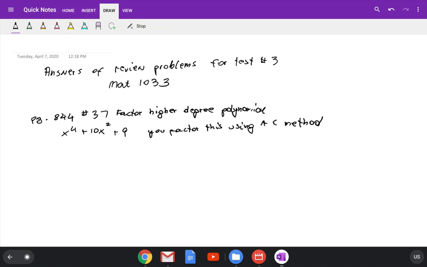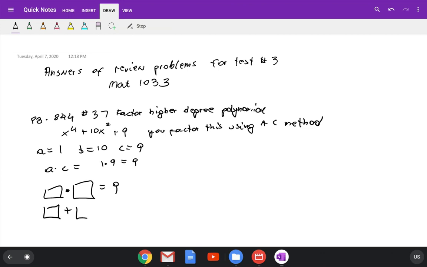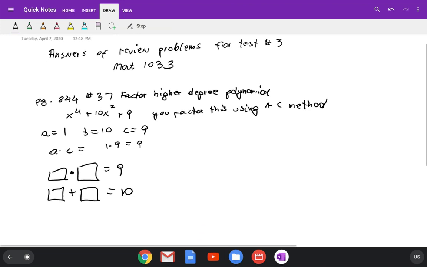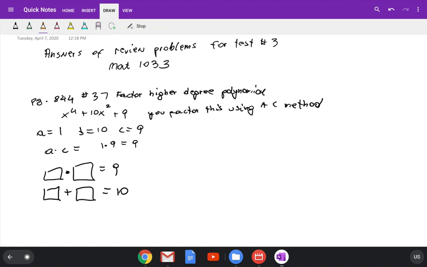Okay, so we're going to do the same thing. A is equal to 1, B is equal to the middle coefficient, which is 10, C is equal to 9. So step 1, you multiply A times C, 1 times 9, you get 9. Next, you find two integers which by multiplication give you 9, and the same two integers by addition have to give you B, which is 10. So I'm using AC method. So what's going to work? 1 and 9.